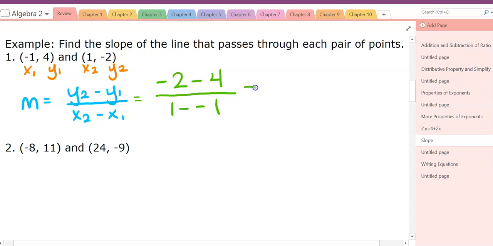So -2 minus 4 is going to be -6. And then 1 minus a -1, this becomes a plus sign here. Think of that keep, change, change rule. So that just becomes 2. So then we divide -6 by 2, and we get -3 for our slope.